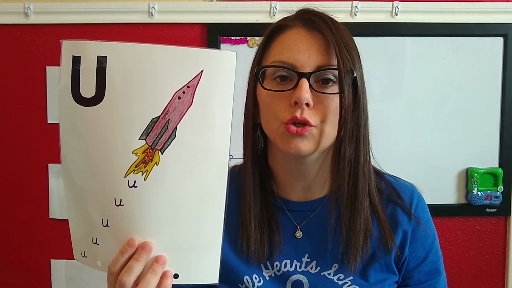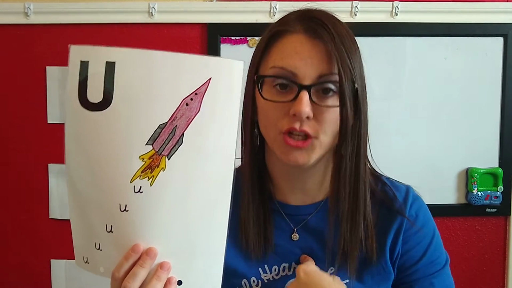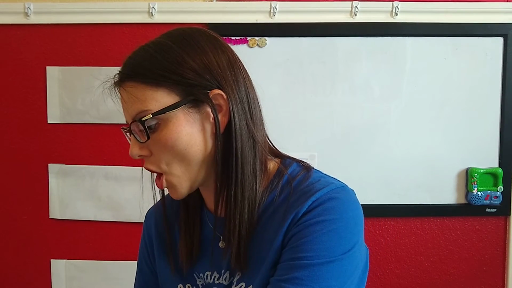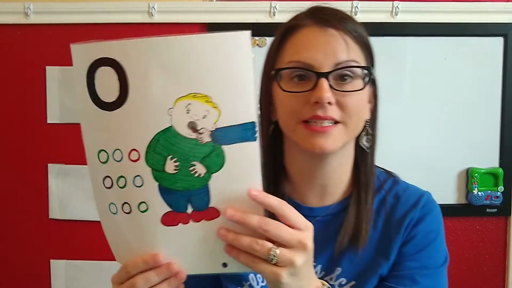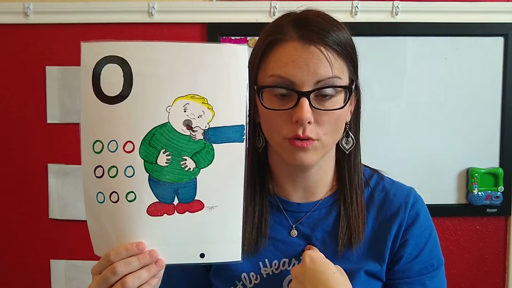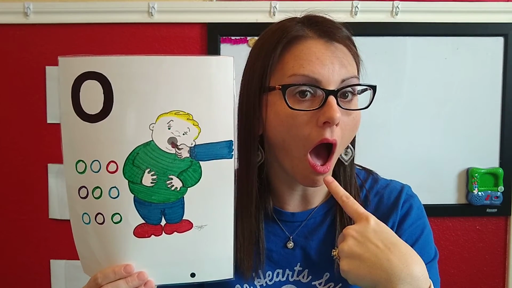U says you, and U says uh. Very good. I think I forgot one. We have our letter O. I didn't make it into my other pile. Here it is. O. O says O, and O says ah, ah, ah. So those are our 5 vowels that we have.